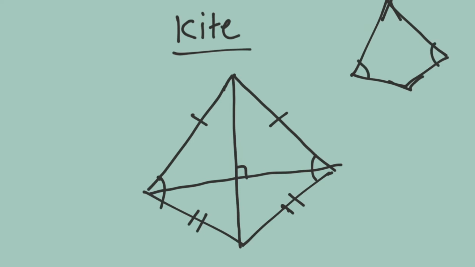Another property, one diagonal bisects the pair of non-congruent angles. So if these are the non-congruent angles, the diagonal bisects those angles, meaning this angle is congruent to this angle, and this angle is congruent to this angle since both of those angles were bisected. And then finally, one diagonal bisects the other diagonal. So you can see here that this side is going to be congruent to this side. It's not going to be this other diagonal that's bisected because this side's a lot longer than this side.